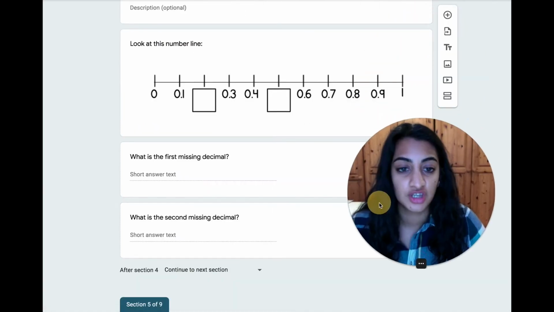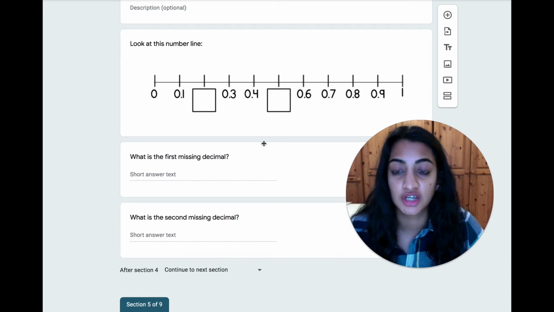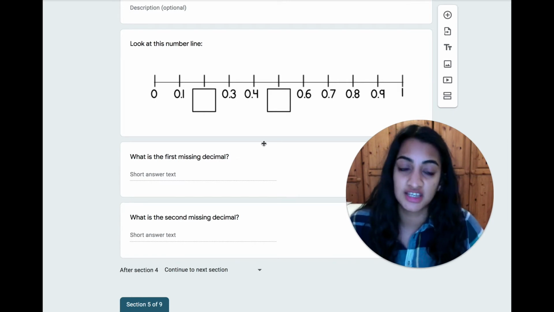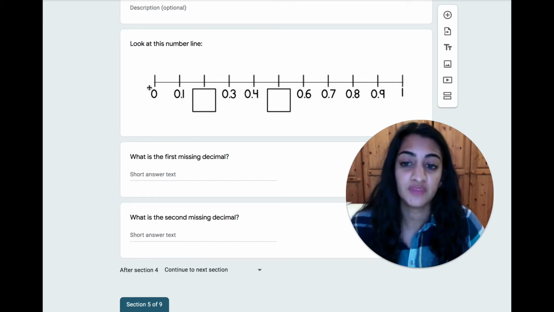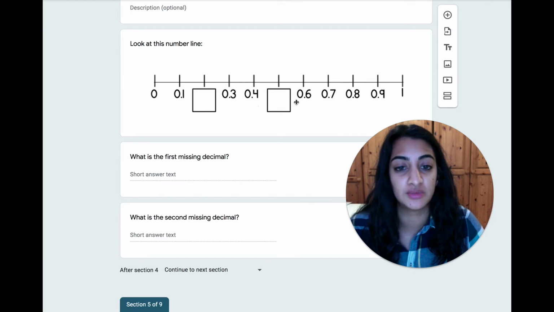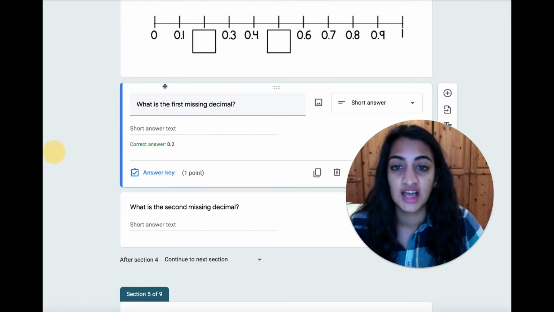For the next question, we had a number line, and this one was testing our knowledge of decimals. We studied decimals when we were looking at tenths because we learnt that decimals were another way of representing tenths. And we did a lot of practice counting up in decimals on a number line. This question asks you what's the first missing decimal. Well, after 0.1, hopefully all of you recognise that it should be 0.2, and between 0.4 and 0.6, we should have had 0.5.